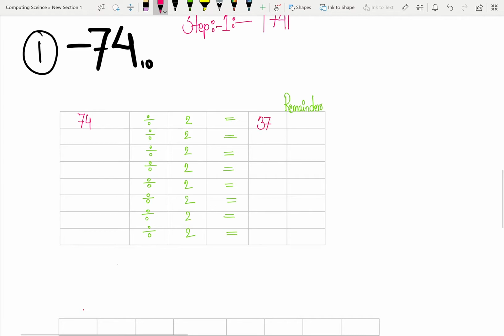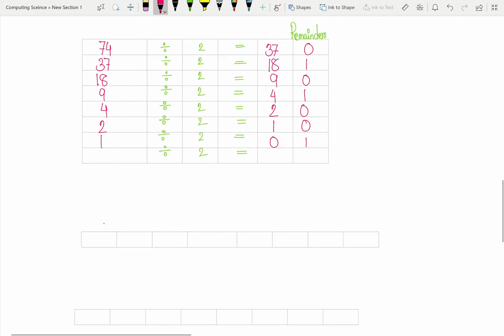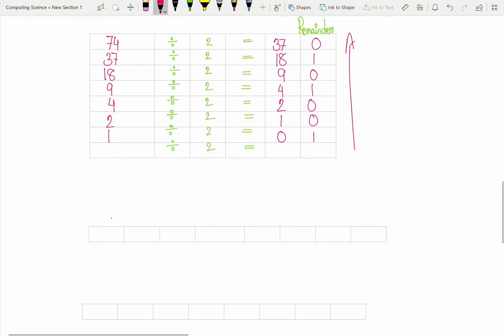74 divided by 2 is 37 with 0 remainder. 37 divided by 2 becomes 18 with a remainder of 1. 18 divided by 2 becomes 9 with a remainder of 0. 9 divided by 2 becomes 4 with a remainder of 1. 4 divided by 2 becomes 2 with a remainder of 0. 2 divided by 2 becomes 1 with a remainder of 0. And 1 divided by 2 becomes 0 with a remainder of 1. So that's what we get, right? From the bottom to the top.